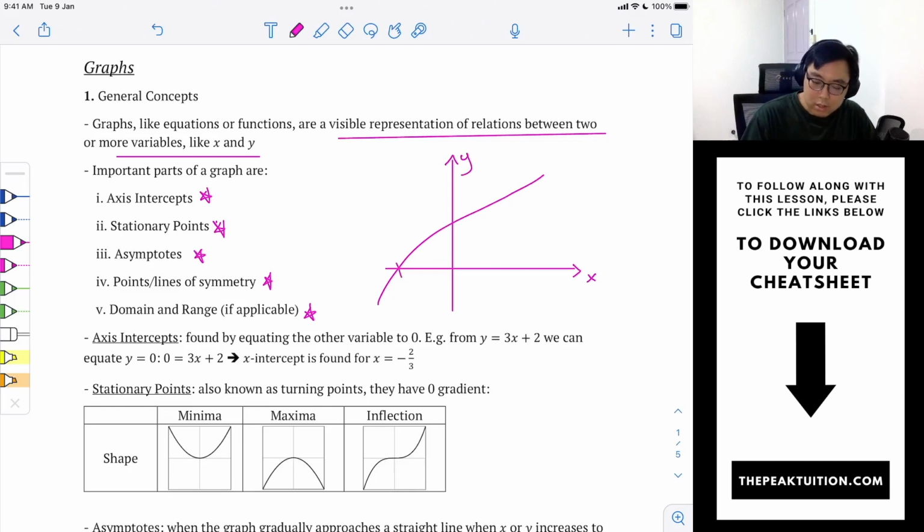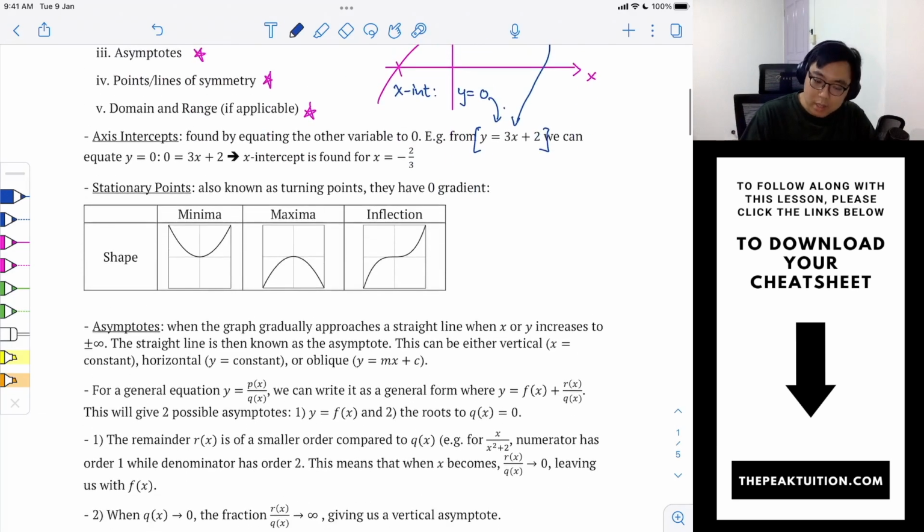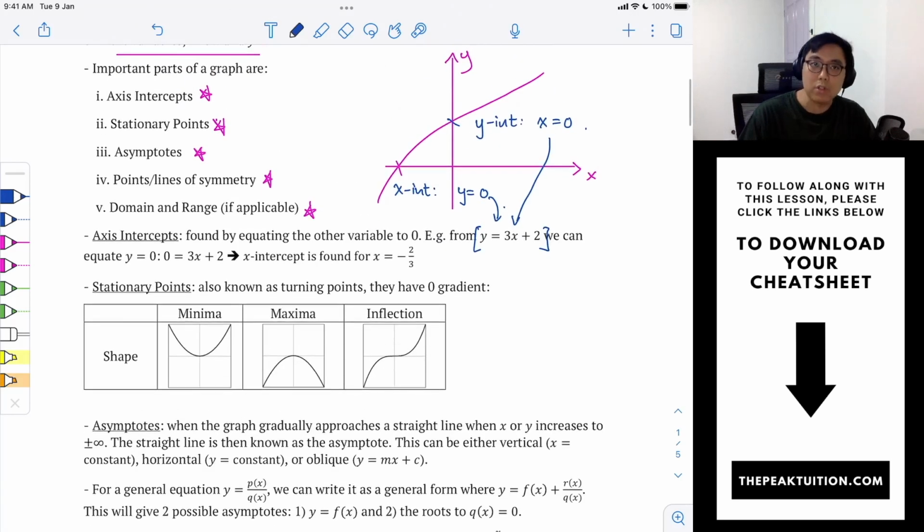In these cases, let's say for this x-intercept, the x-intercept is basically when your y is 0. So we can substitute y equals 0 into an equation. For example, if you have an equation that looks like this, y equals 3x plus 2, we just substitute y equals 0 into it, and we can find the x-intercept. Vice versa, the y-intercept is similar because this is basically when x equals 0. So similarly, we can substitute x equals 0 into an equation to find the y-intercept. So that's for axis intercepts. Very important to take note of when you are sketching or drawing graphs.